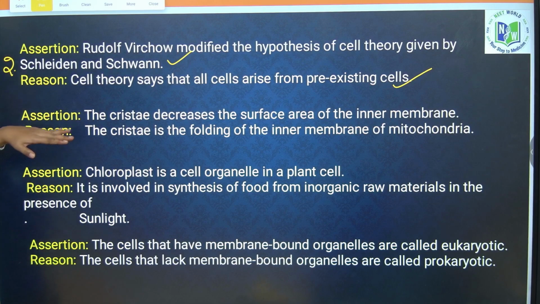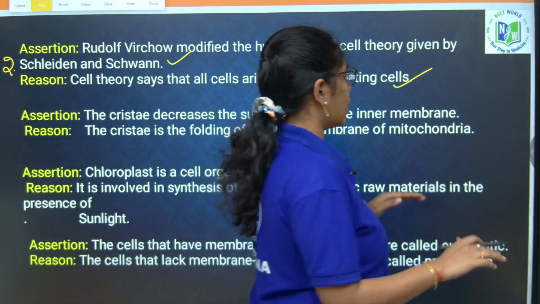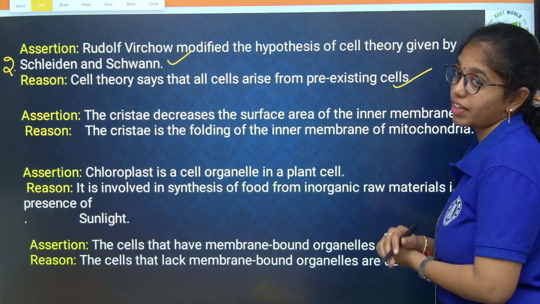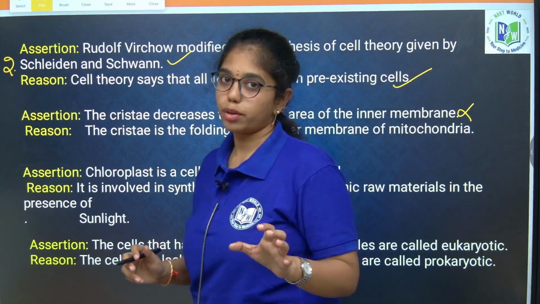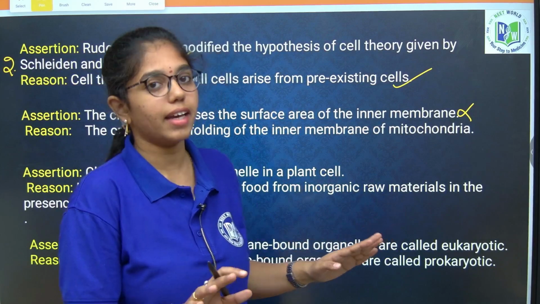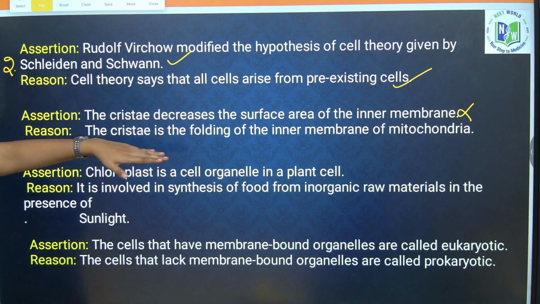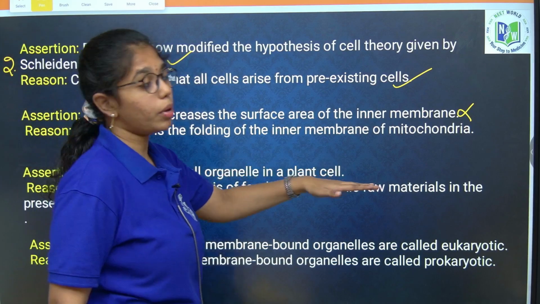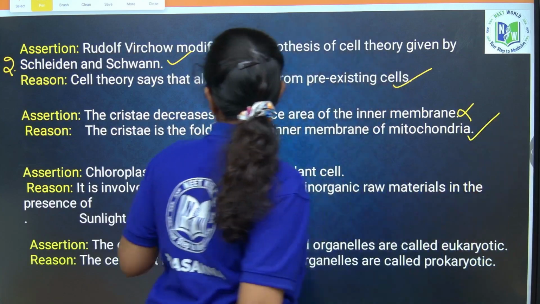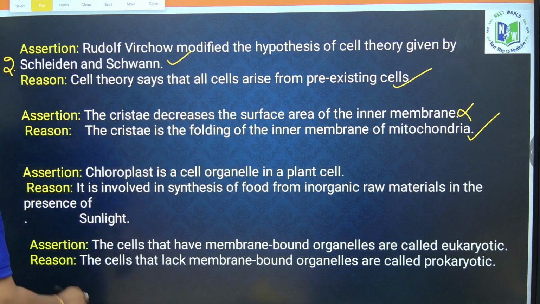Next, the third one. Assertion: the cristae decrease the surface area of the inner membrane. Wrong. Cristae will increase the surface area of the inner mitochondrial membrane. Those infoldings will increase the surface area, not decrease it. The reason: the cristae is the folding of the inner mitochondrial membrane. True. So the assertion is wrong and the reason is true. Then the option will be 4, the last option.